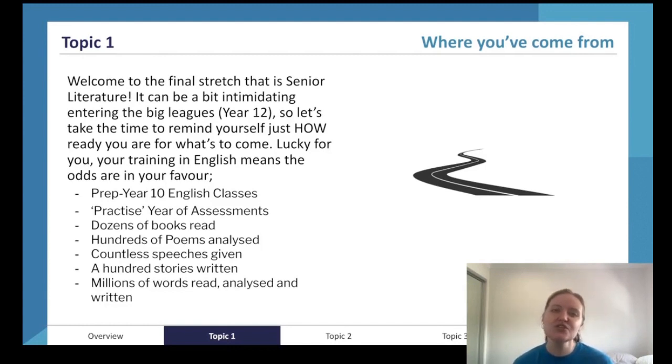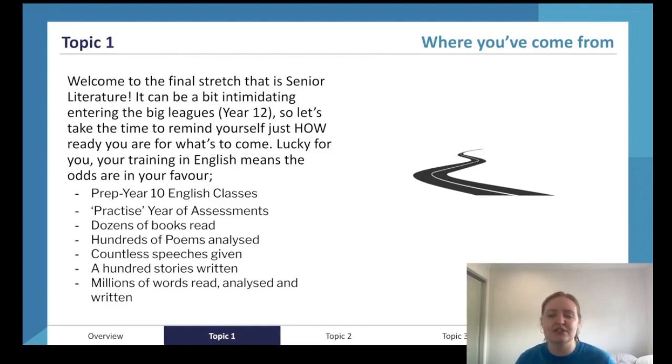So I wanted to start off our session today by giving you a bit of an idea of how much you actually have behind you to help you do well in this year. Because English in Queensland at least is a compulsory subject, you've actually been developing and growing many of the skills you'll need for literature over the course of 10 plus years of schooling. You've done prep to year 10 worth of English classes.